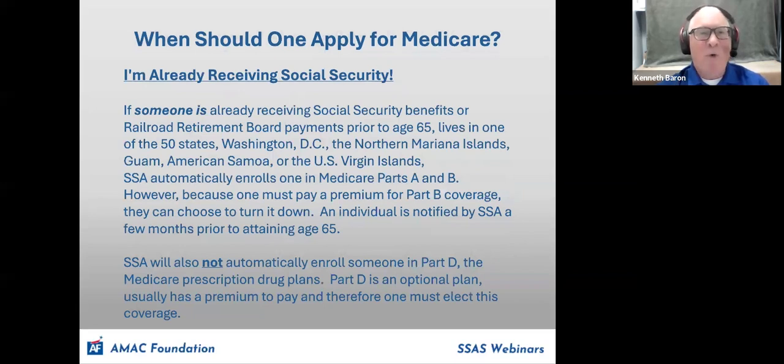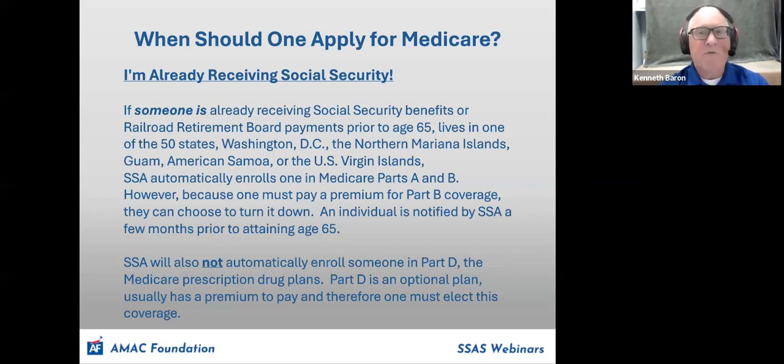So let's say that you're already receiving Social Security as you're approaching age 65. So anyone getting Social Security or railroad retirement benefits prior to 65, you live in our 50 states, DC, Northern Mariana Islands, Guam, any of our territories, SSA automatically enrolls you for Medicare A and B. That's the bottom line, okay? You're going to get enrolled. You're collecting checks, you're going to get a card. It's going to show Part A, hospital, Part B, medical.